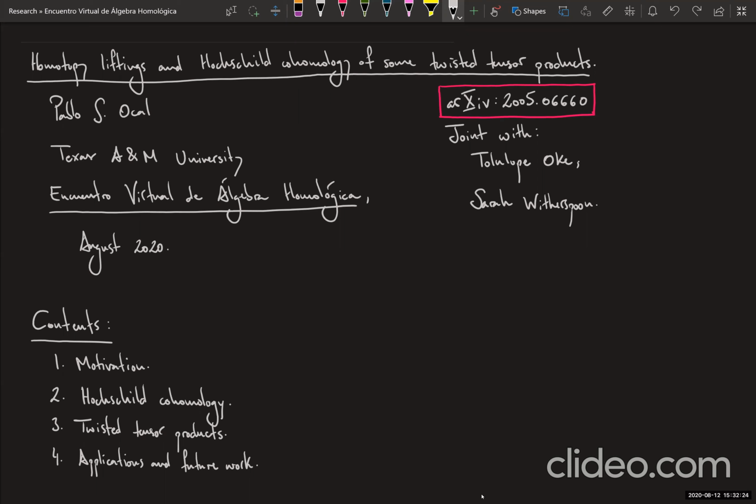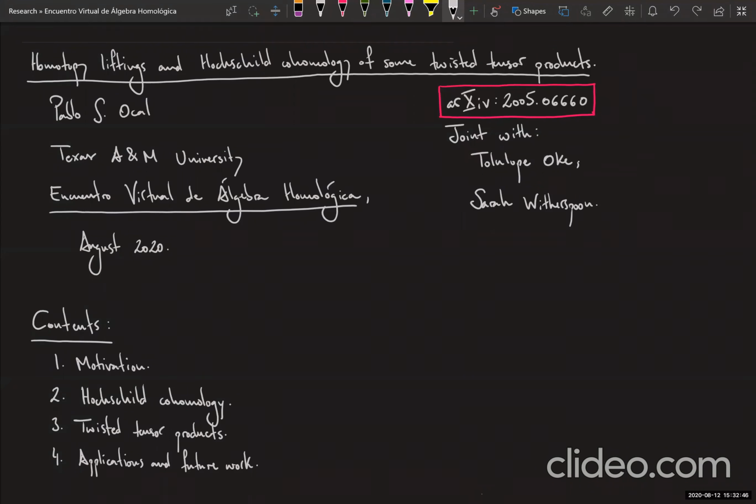And I'll be talking about homotopy liftings and Hochschild cohomology of some twisted tensor products. This is a joint work with Tolulope and Sarah Witherspoon, and it is based on work already posted on the arXiv.